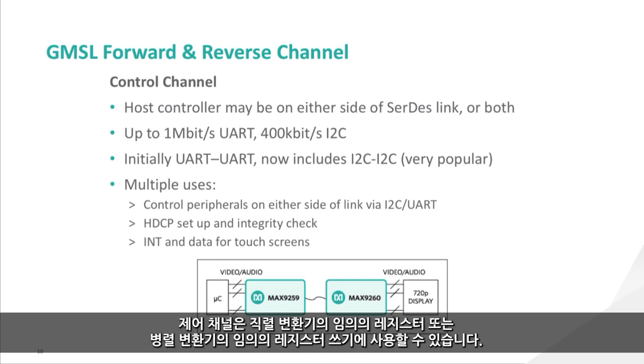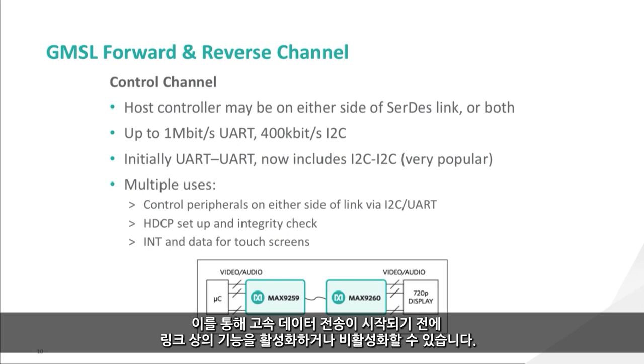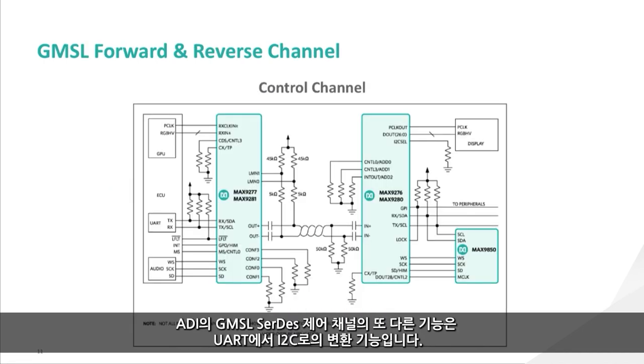The control channel can be used to write to any register in the serializer or any register in the deserializer. This allows features to be enabled or disabled over the link before high-speed data transmission is started. An additional feature of Maxim's GMSL SerDes control channel is the ability to translate from UART to I2C.